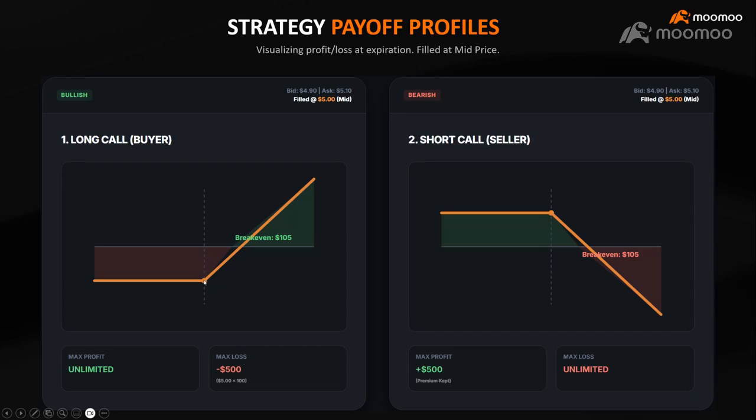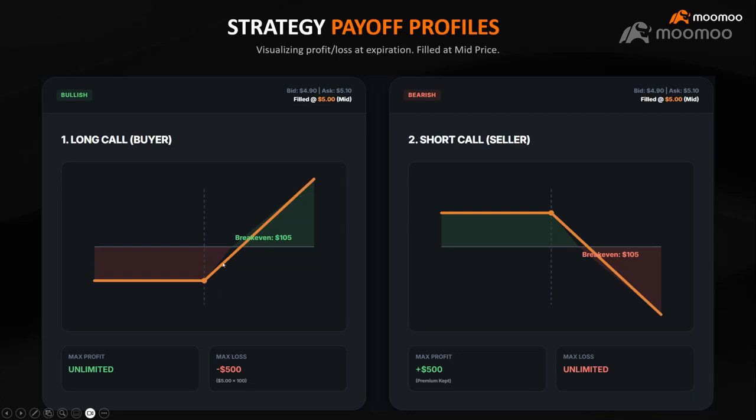Okay, but for call options, at the expiration, it has to go beyond where? Beyond 105. Why? Because my strike price is $100. Sorry, I forgot to mention that the strike price is $100. I add my cost, so at the expiration, it has to go beyond 105 for me to make money.